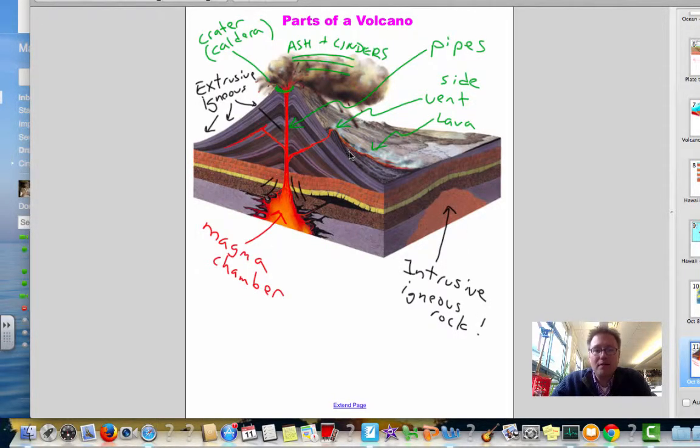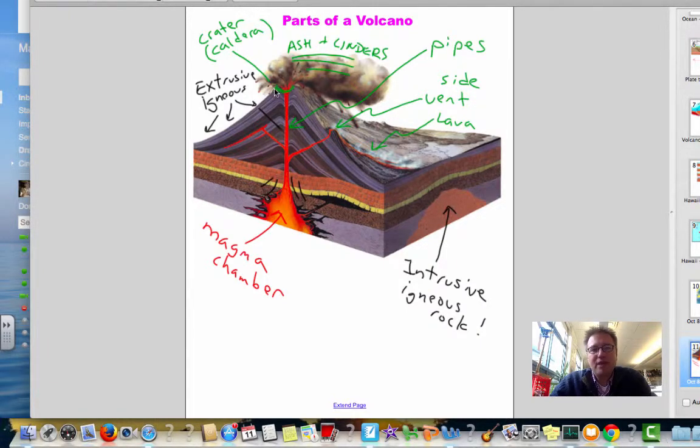Now, parts of the volcano. Pretty straightforward. You have a magma chamber. I call it like the belly of a volcano, up which comes the magma once it gets hot enough and energized enough with gas and temperature. It comes up through pipes, main pipe in there, and can erupt through a vent, whether it's the main vent at the top or perhaps a side vent. When it reaches the surface, that's a vent.